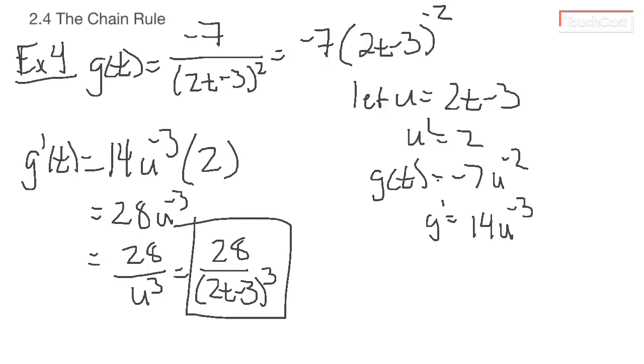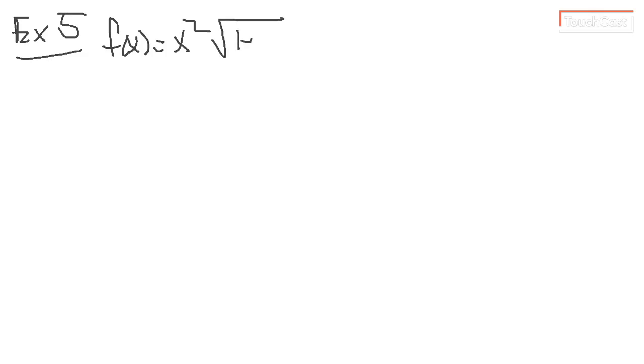So let's look at example 5, which I think so far in this lesson will be maybe one of the harder examples. Still not impossible, just a little bit more difficult. We're going to say our function f of x is equal to x squared times the square root of 1 minus x squared, which is the same thing as x squared times 1 minus x squared to the 1/2.